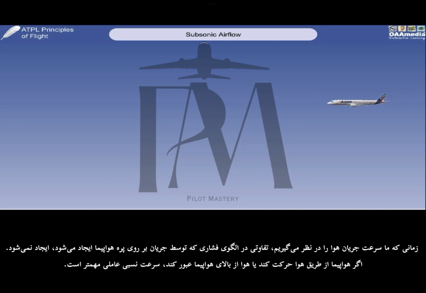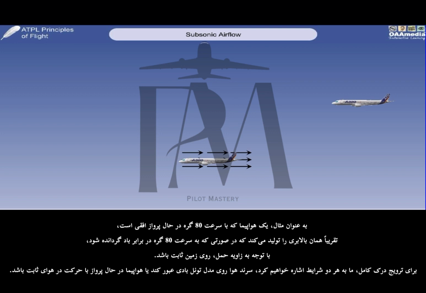When we are considering airflow velocity, it makes no difference to the pressure pattern created by the flow over an aerofoil if the aircraft is moving through the air or the air is moving over the aircraft. It is the relative velocity which is the most important factor. For example, an aircraft flying level at 80 knots will produce about the same lift as it would stationary on the ground, facing into an 80-knot wind, depending on angle of attack.